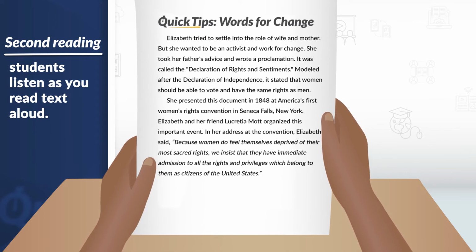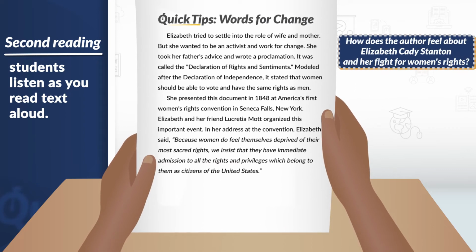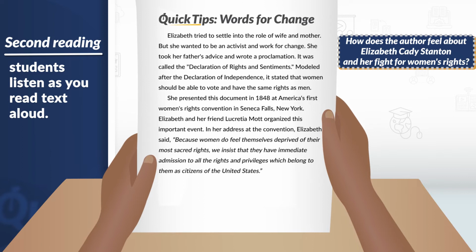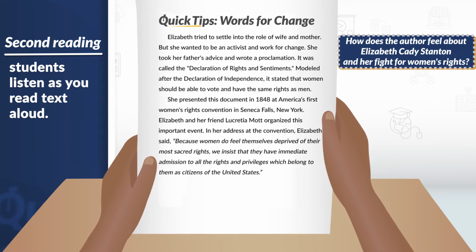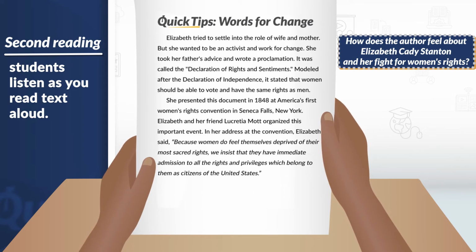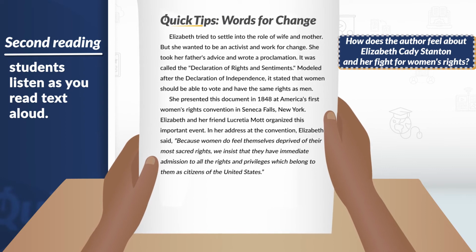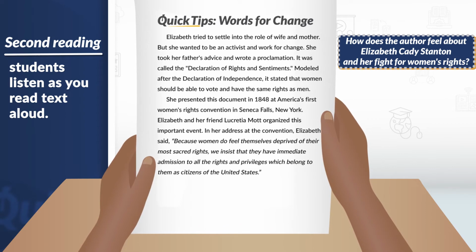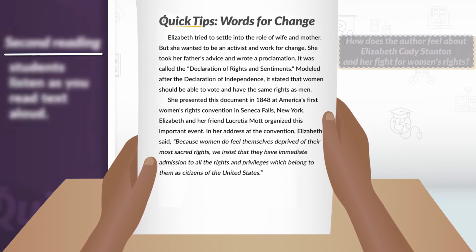In this example, a teacher instructs students to focus on words, phrases, and details that demonstrate how the author feels about Elizabeth Cady Stanton and her fight for women's rights. Students will interact with the text with highlighter tape or Post-it notes to identify supporting evidence to support their findings. They may also use connected graphic organizers to gather information.